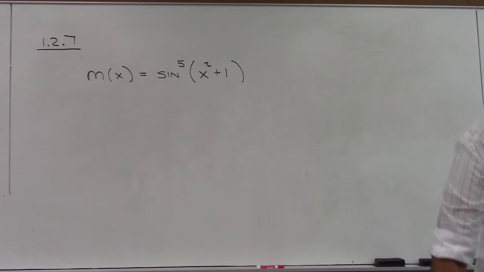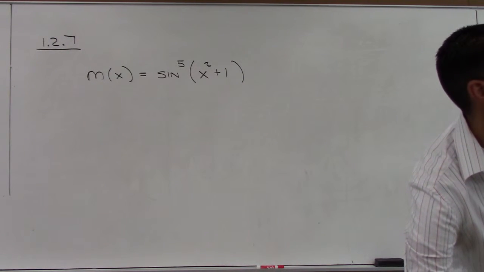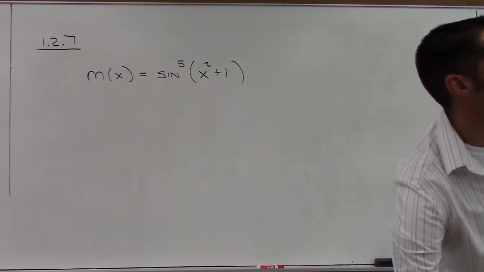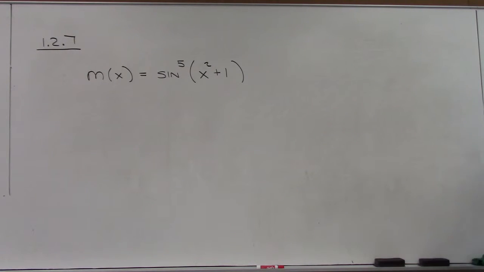It says find, sorry, let me get to this so you can follow along. I should have been doing this to begin with. There we go. It's this one right here. Given capital M of x is sine to the 5th, x squared plus 1. Find the functions f, g, and h such that capital M of x is equal to f of g of h of x. This is called decomposing functions.